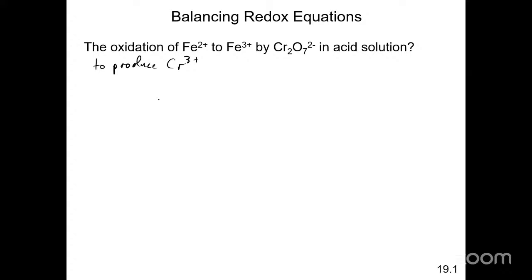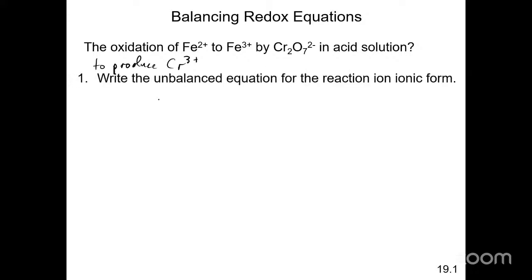The first thing we need to do is write down an unbalanced equation based on the information provided. Now, some questions might give you the unbalanced equation already, which means that you don't have to worry about that step. But in this case, they give you the reaction in words, so you need to write down the unbalanced equation. Based on the information provided, we can identify the reactants and the products of this reaction. One of the reactants would be Fe2+, and the other reactant would be the dichromate ion. So these would be the reactants.